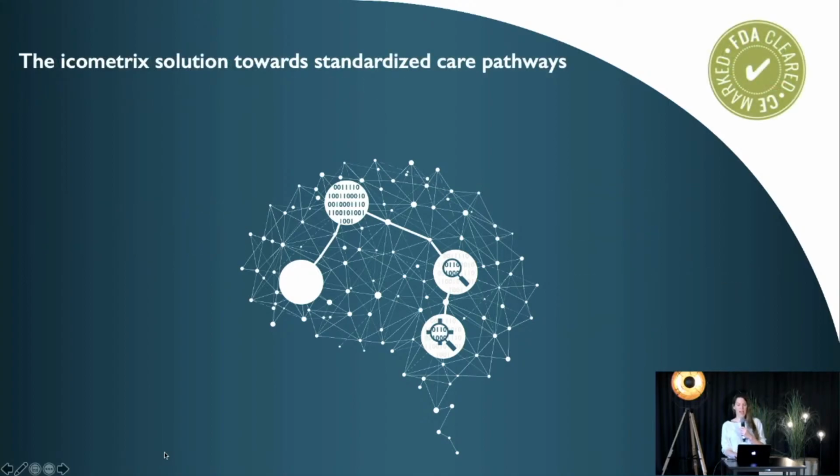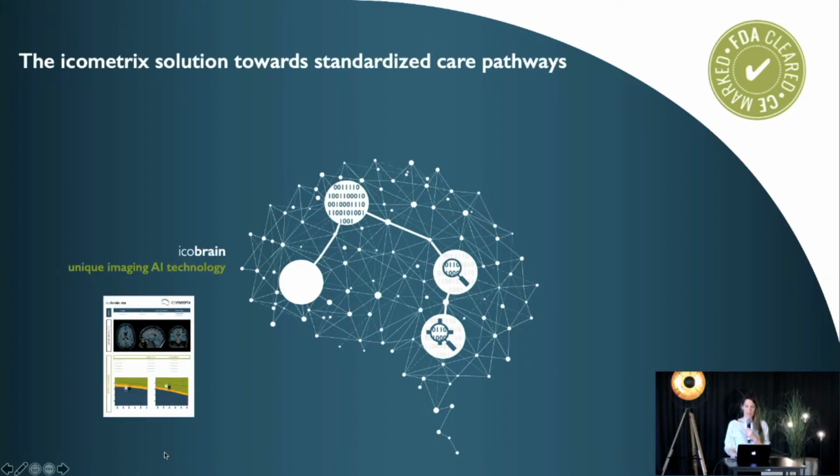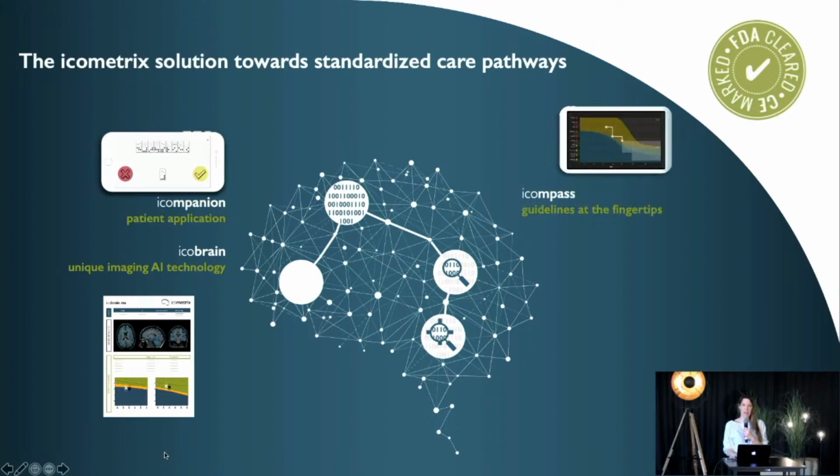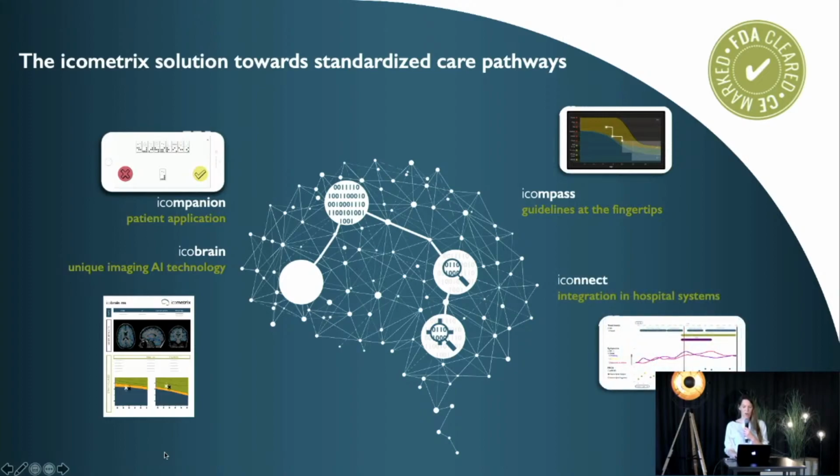Icometrix developed AI and deep learning based solutions to improve the patient's care pathway. In particular, we developed the IcoBrain imaging solution, which is an AI-based software for quantitative analysis of brain MRI scans in terms of lesion volume and whole brain volume. iCompanion, which is a patient app to track symptoms. iCompass, a set of AI-based tools that guide clinical decision-making. And all these tools are optimally integrated in the clinical workflow.